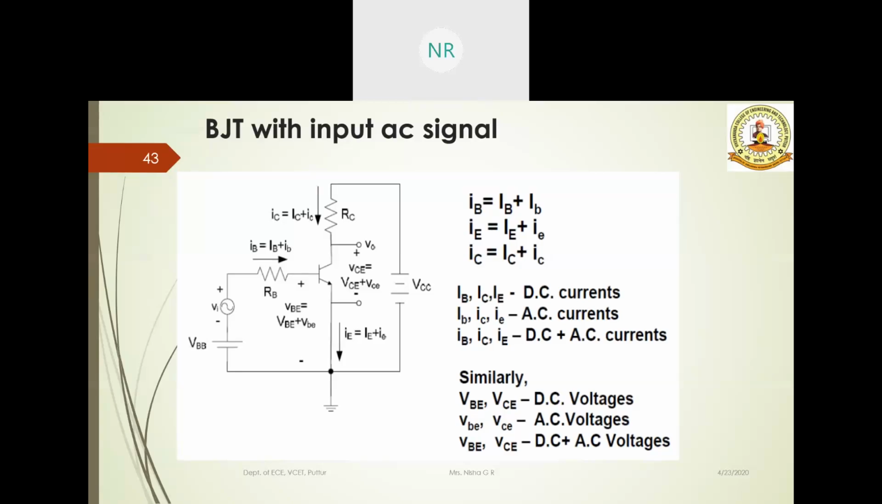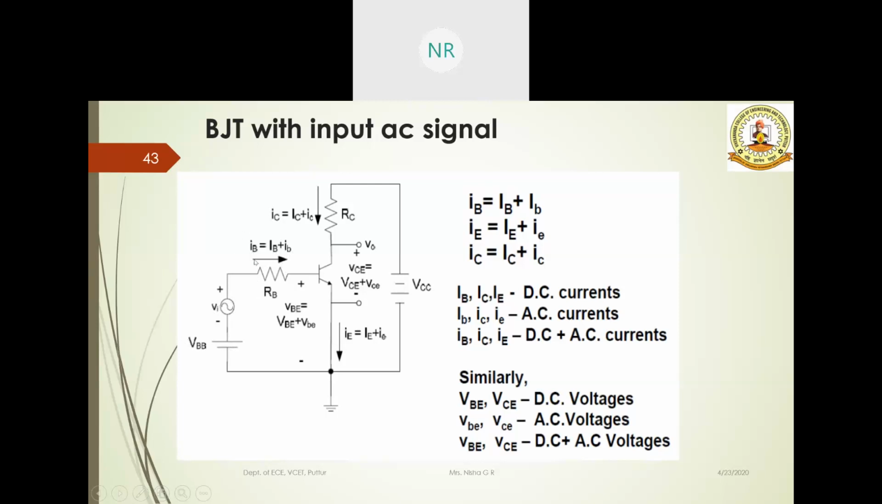Parameters in the sense two different voltages and three different currents we need to know. So what are those three currents? That is related to the three terminals. Whatever current flows in the base terminal is nothing but the base current, IB, which is shown here, and it equals capital letter IB and small letter ib. This capital letter IB is because of the DC bias voltage VBB, because of the DC component VBB. And the small letter ib is because of the signal component, or I can say it is the AC component.